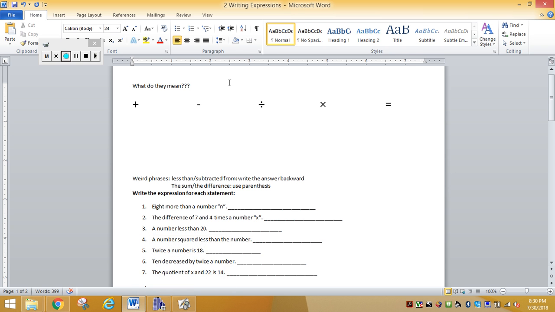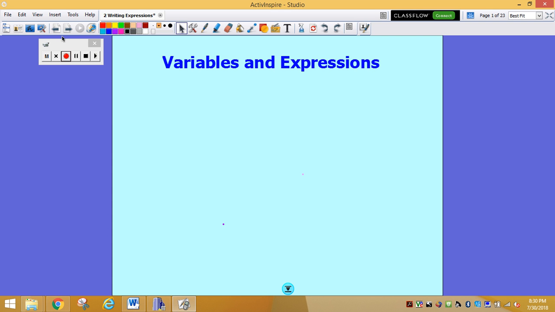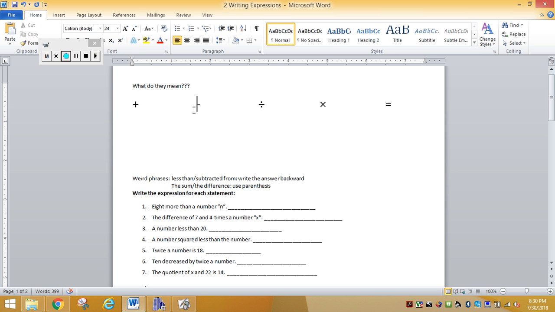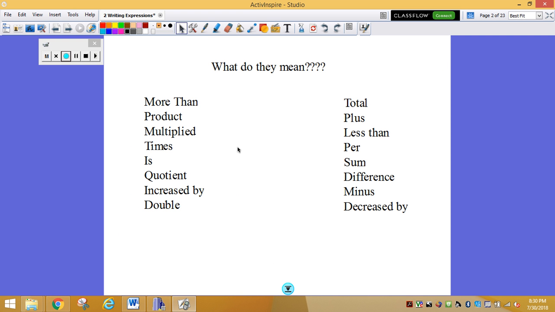If you look at the very top of this worksheet, we're going to go through this list of words and figure out what they mean. Do they mean to add, subtract, divide, multiply, or does it mean equals? All of these words and phrases are going to go in one of those columns. So try it on your own first. Pause the video and put each of these under the column you think it means. If you think it means to subtract, put it under there. When you get done, you can unpause it and we'll go through the answers. Okay, so pause it and try it.